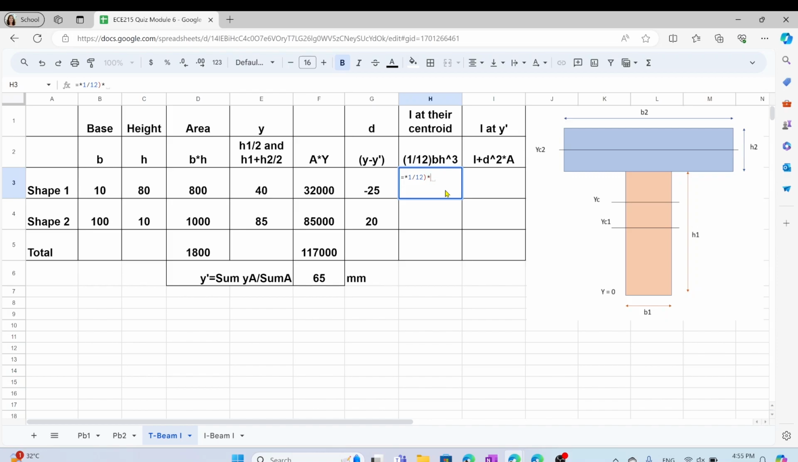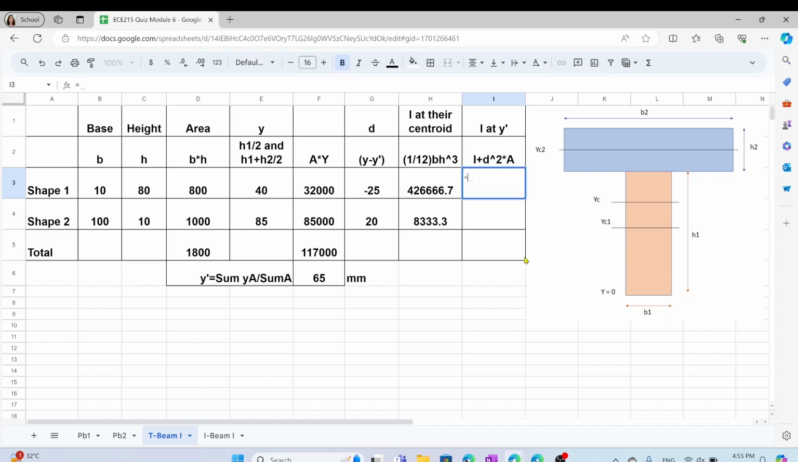Now the moment of inertia of each rectangle at their own centroids equals 1 divided by 12 times their base times h cubed. Why do I have a mistake? Oh, I have a multiplication there. Here we go. And you can just drag the first one. Okay. Let's remove a few decimals because it's a lot. Maybe one decimal.